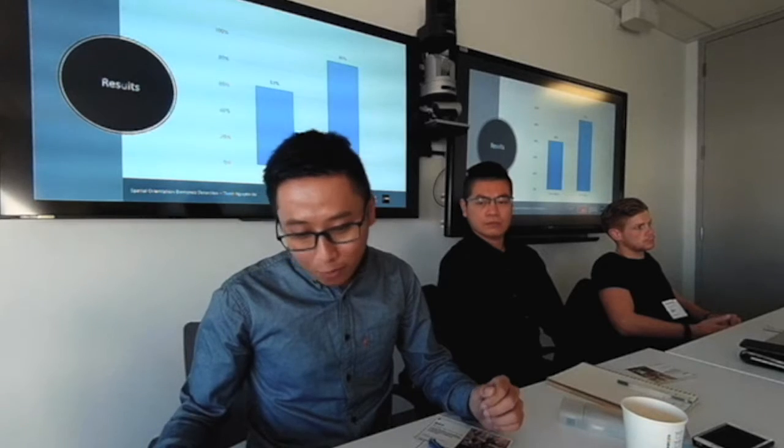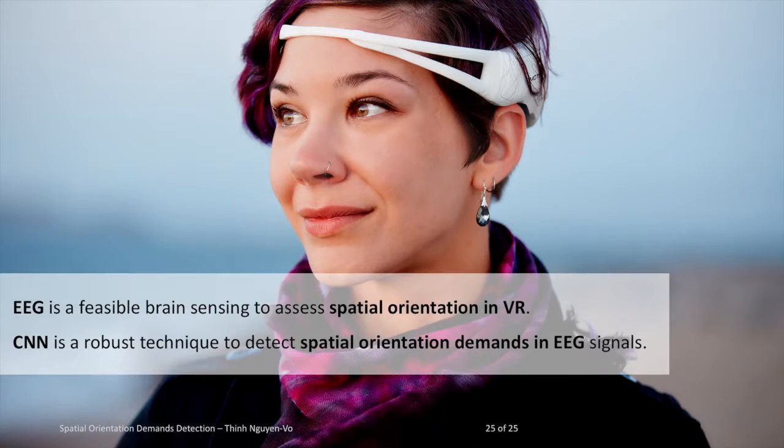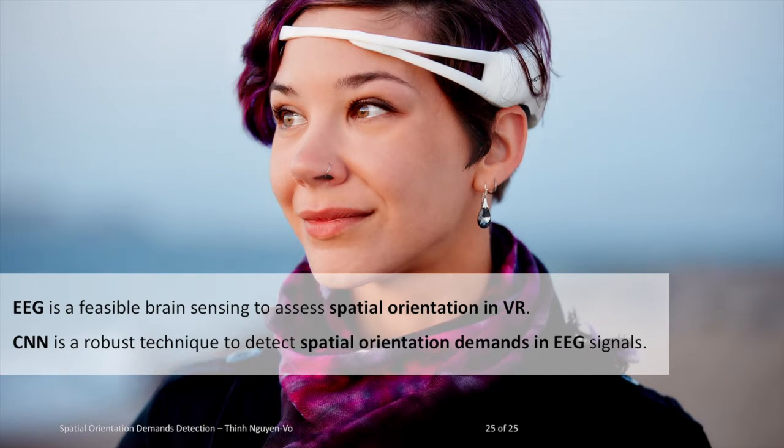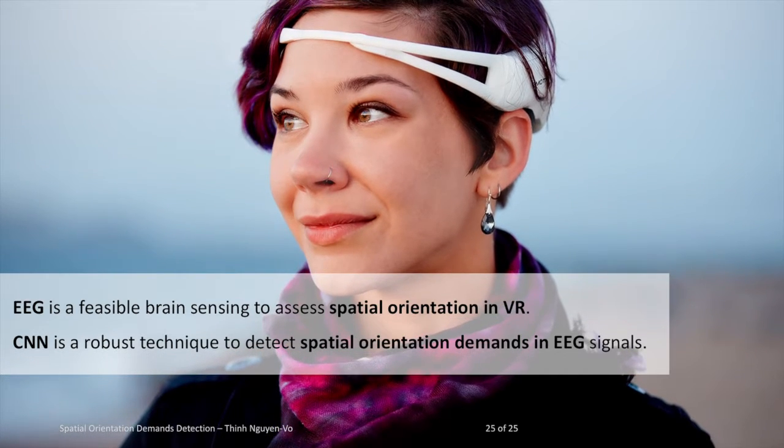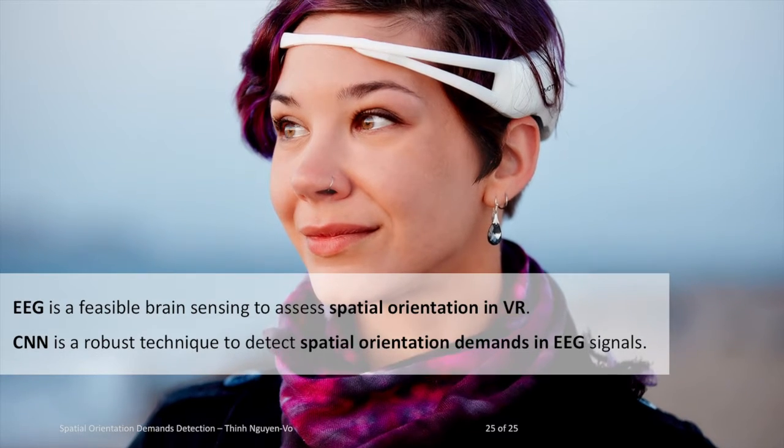And I have a takeaway message for everyone. EEG is a feasible brain sensing method to assess spatial orientation in VR, and CNN is a robust technique to detect spatial orientation demand in EEG signals.